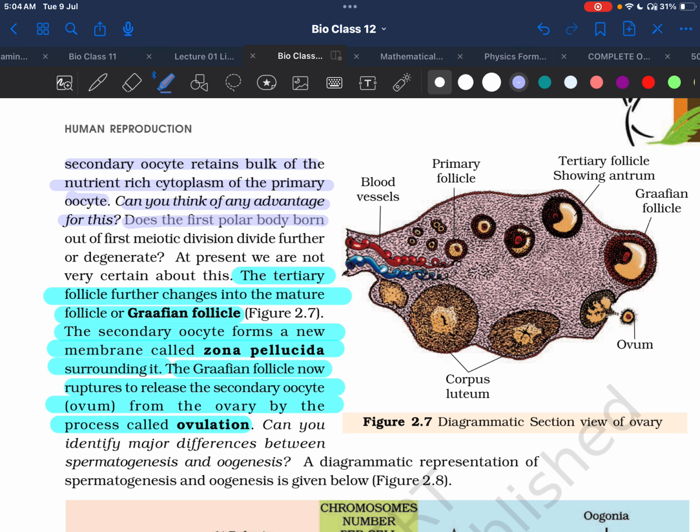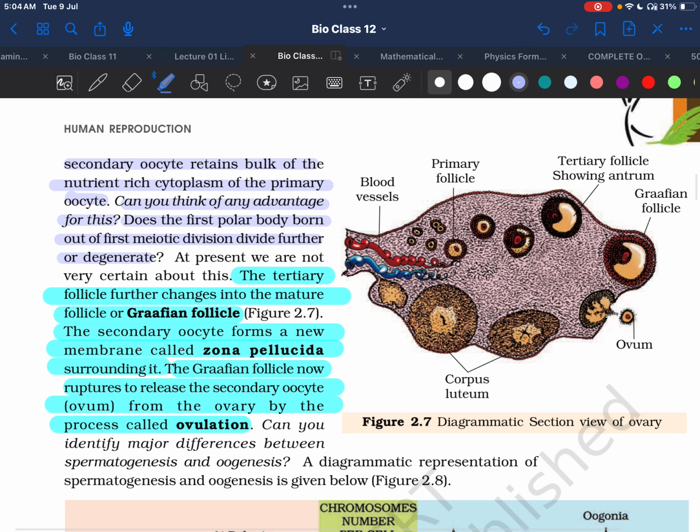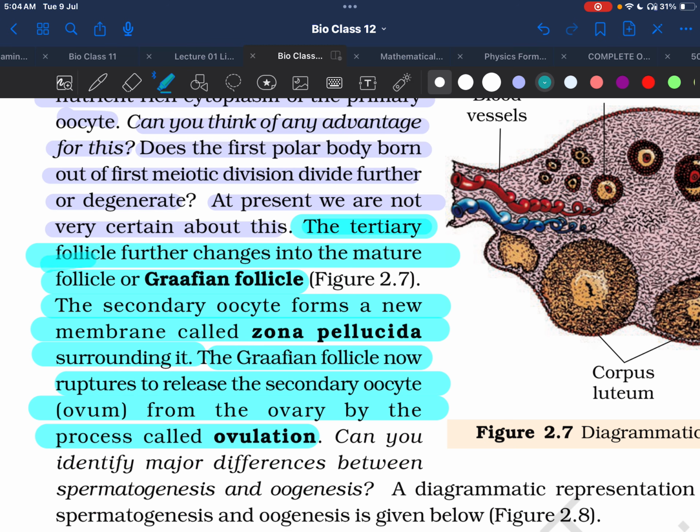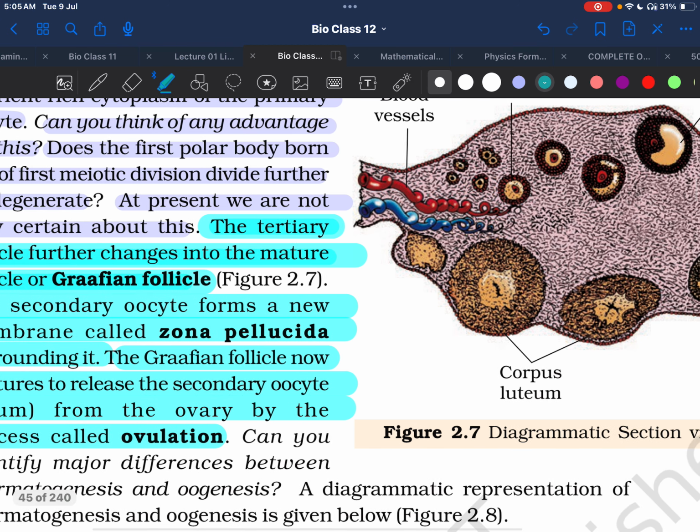Does the first polar body born out of the first meiotic division divide further or degenerate? At present, we are not very certain about this. The tertiary follicle further changes into the mature follicle or Graafian follicle.